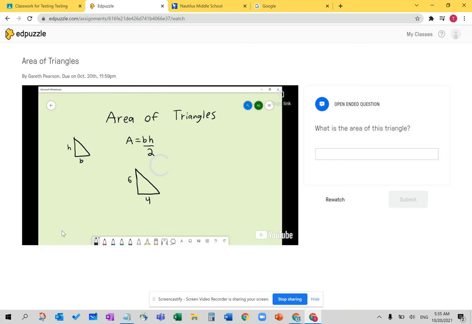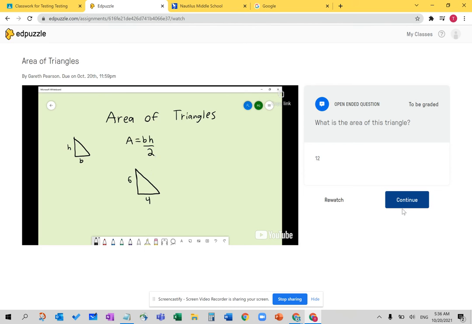Based on what I just saw, I'm going to go ahead and assume, okay, so I had to do 6 times 4. I had to multiply the two sides, 24, but then I had to divide them by 2. So 24 divided by 2, 12. Boom. And I submitted. Now, I just submitted my answer. Notice, it's not telling me if it's right or wrong. This isn't multiple choice. I have to grade it. So for now, let's just continue.